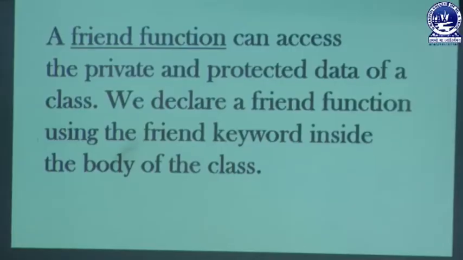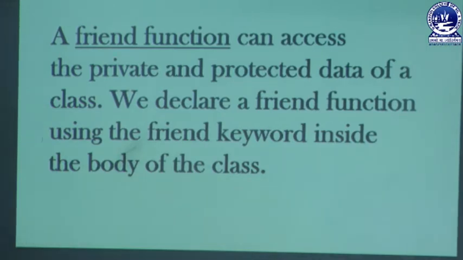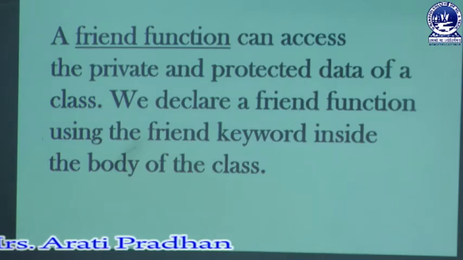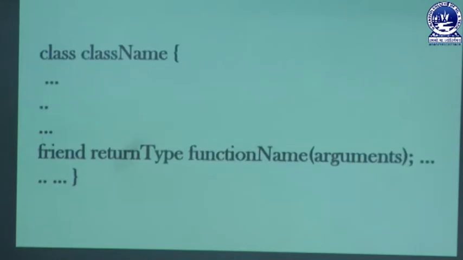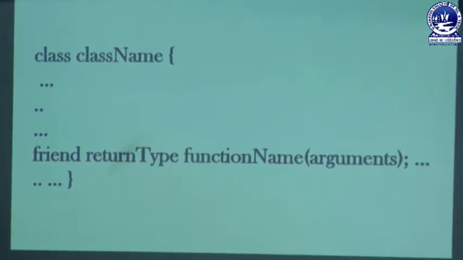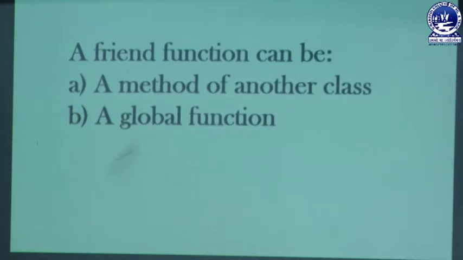Actually, friend is a keyword, and when the friend keyword is used with a function, the function is called a friend function. A friend function can access the private and protected data of a class. We declare a friend function using the friend keyword inside the body of the class. The syntax is class name, then you may use any data member or member function. Then, in order to declare a friend function, the syntax is friend, return type, function name, arguments. A friend function can be a method of another class or it may be a global function.